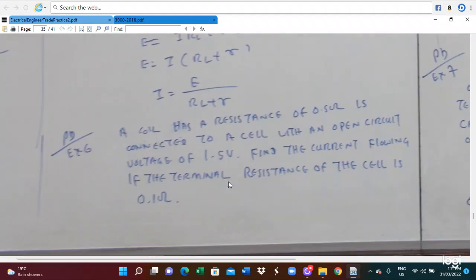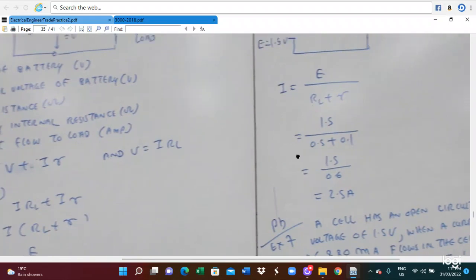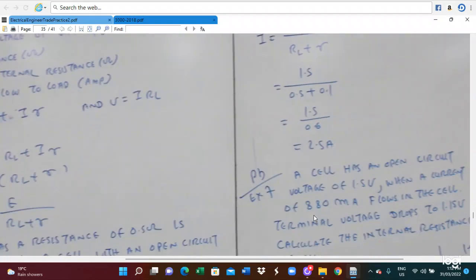A cell with an open circuit voltage of 1 volt is connected to a resistance. Find the current flowing in the terminal resistance of, say, 0.1. So this is the way you have to calculate. In this case, from the diagram, E is 1 volt, r is 0.1 and R is 0.5. So I equals E divided by R plus r. So 1 divided by 0.5 plus 0.1, you get 2.5 ampere.